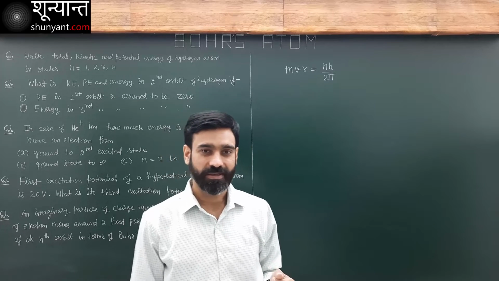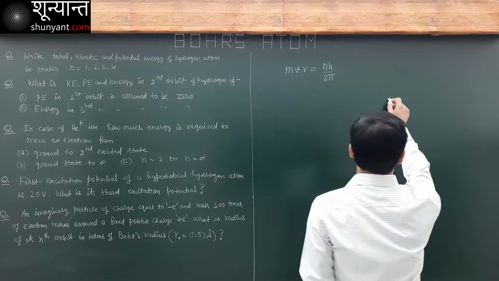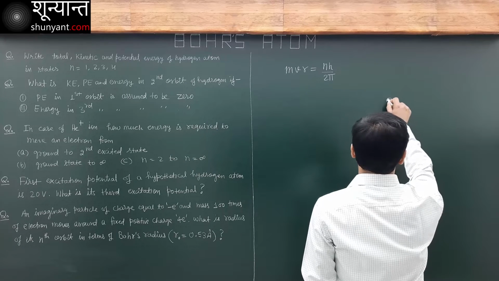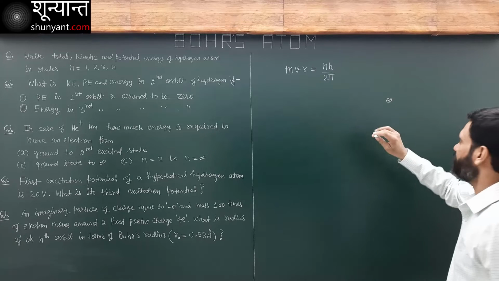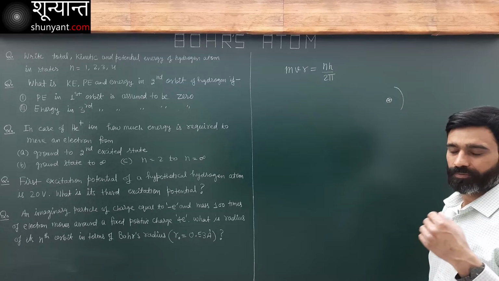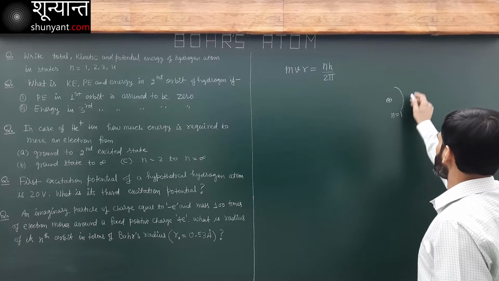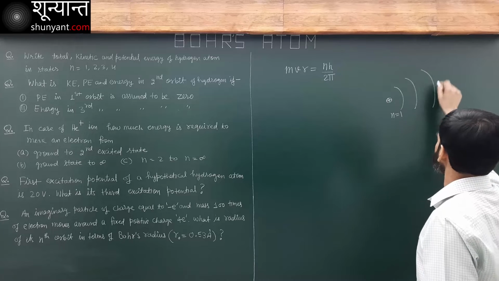So the first state is the first orbit. That is the closest orbit. So I have this nucleus here. It is a positively charged nucleus. And this is the closest, the first orbit, of the minimum radius. This is the first state also, n is equal to 1. Then the second state, then the third state, then the fourth state.